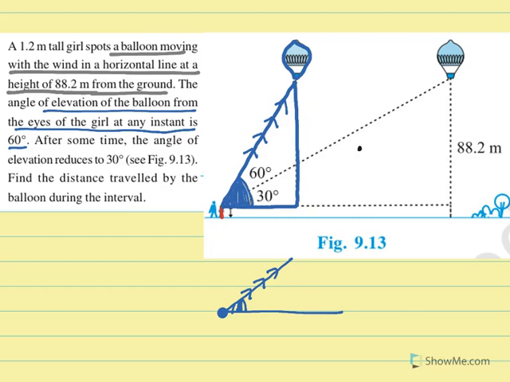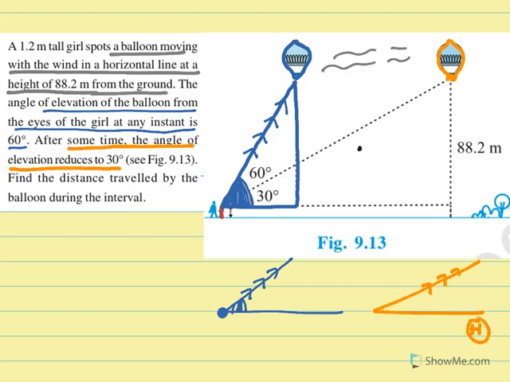This is one part. Now the next part says, after some time the angle reduces to 30 degrees. So the balloon would have moved in the wind, and now it would have occupied this position further away. And now again the girl is watching the balloon, and she's making an angle of 30 degrees now. So again I am going to first draw the horizontal and then the line of sight, and that will give me my angle of elevation, which is 30 degrees.